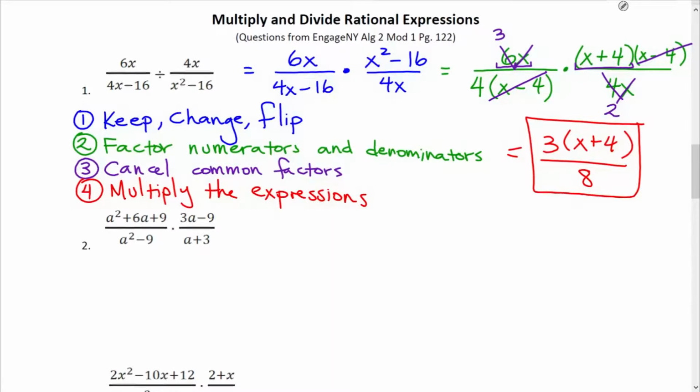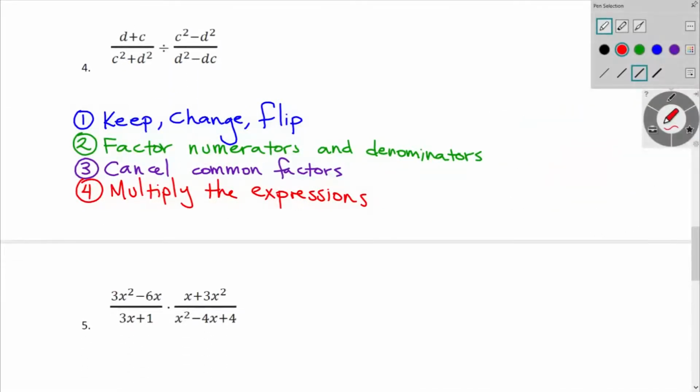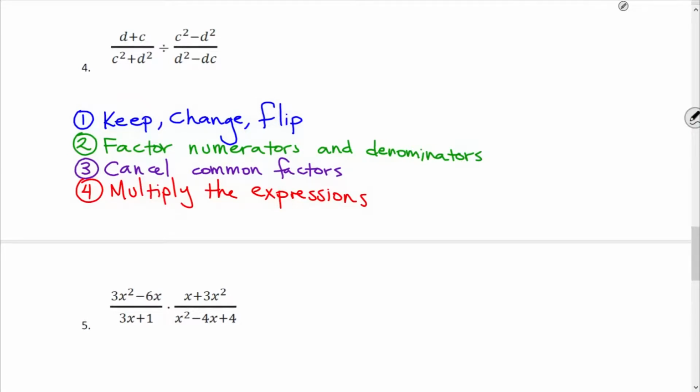Okay, let's see one more of these of dividing rational expressions. We'll do number 4. So the first thing that I'll do is keep, change, flip. I will keep the first term as d plus c, and the bottom is c squared plus d squared. I will change the sign to be multiplication, and I'll flip the second fraction over and get d squared minus dc over c squared minus d squared.